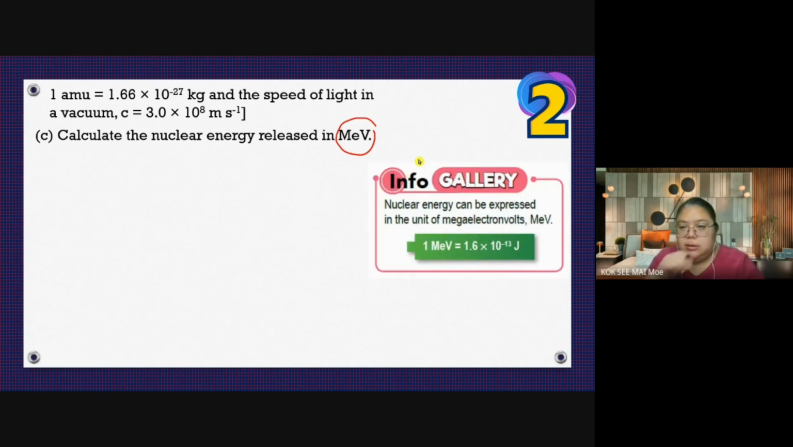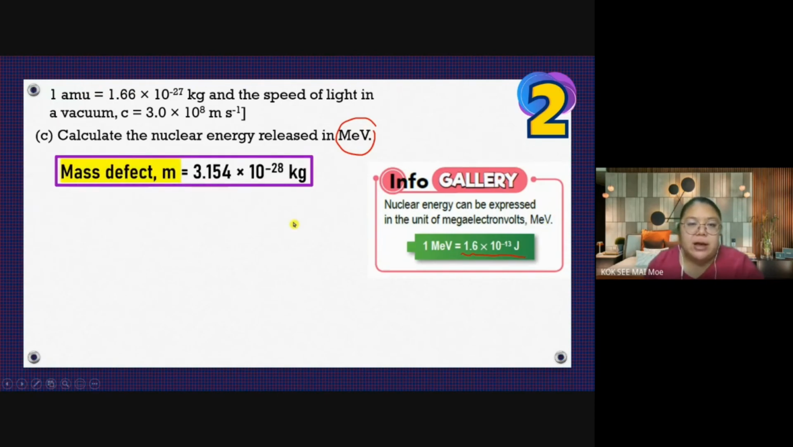Okay, this one is an info. Nuclear energy can also be expressed in the unit mega electron volt. 1 mega electron volt represents 1.6 times 10 negative 13 joule. So that means you find the joule first. After that, you go to convert. So I go to find the joule first.